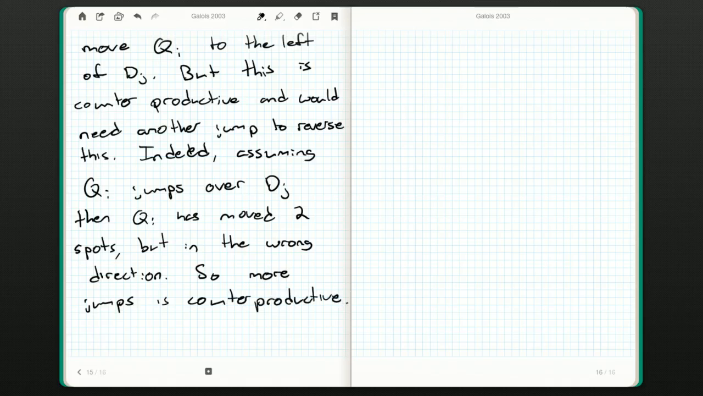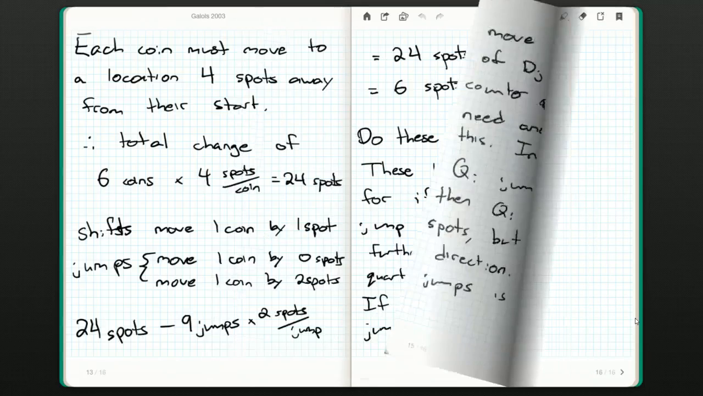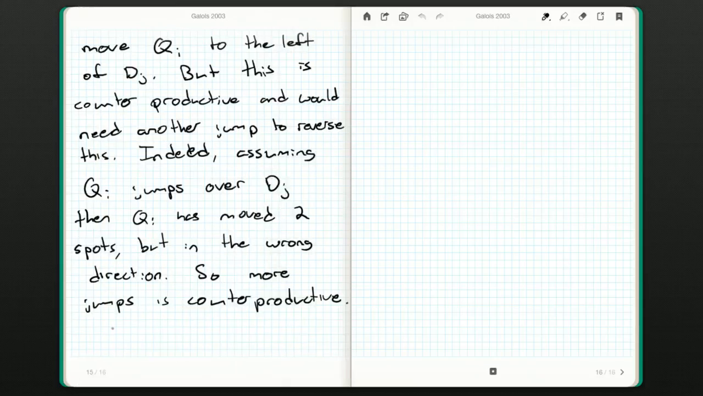You can move a total of 24 spots with 9 jumps and then 3 more jumps. That is absolutely true. But they will not be moving the quarters or dimes in the right direction. Only these first 9 jumps are needed. Only 9 jumps are needed.